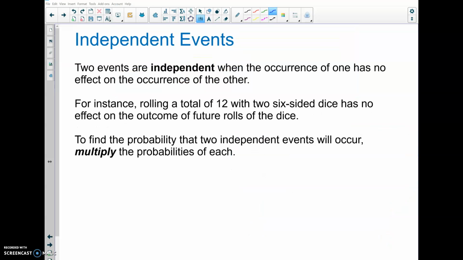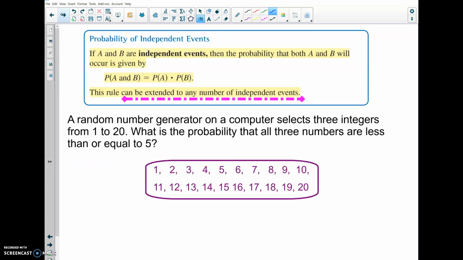All right, next topic here for probability. When we have independent events, the occurrence of one does not have any effect on the occurrence of the other. Here's an example. Rolling a total of 12 with two 6-sided dice, your normal dice, has no effect on the outcome of any future rolls. So when you're finding probability of two independent events, you multiply the probabilities. Here's your definition here.